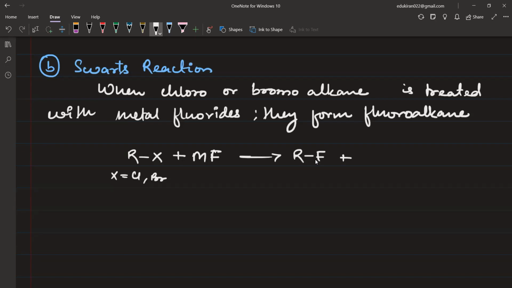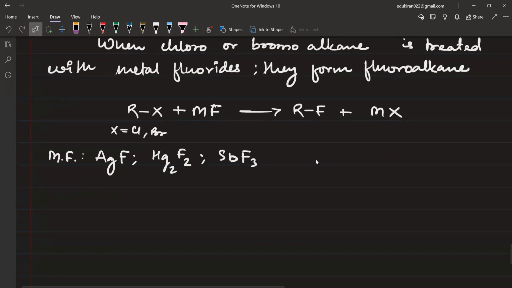Then it is going to give you fluoroalkane plus, what will we get here? We will get MX. What can be the metal fluoride? The most common metal fluorides are AgF, silver fluoride, Hg2F2, and SbF3. I'll write one example from all of them.